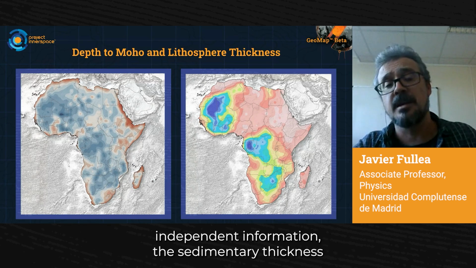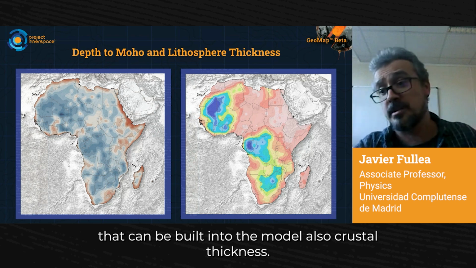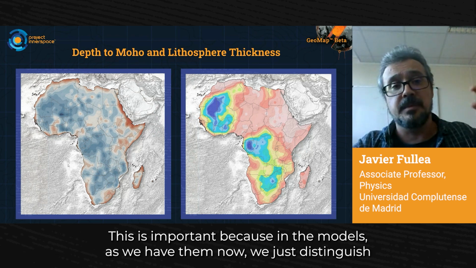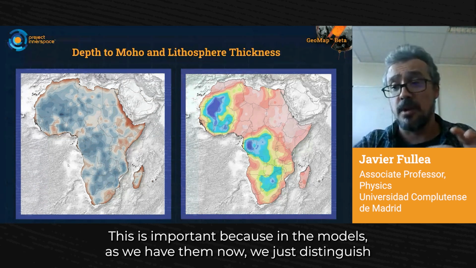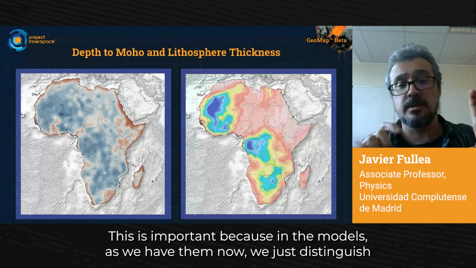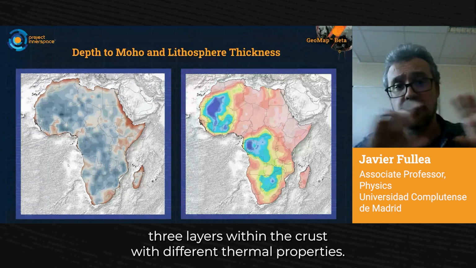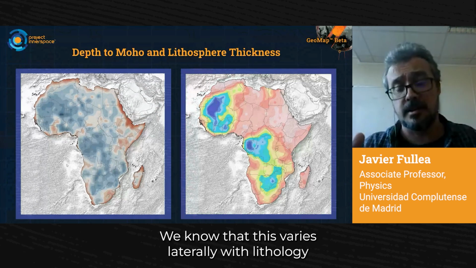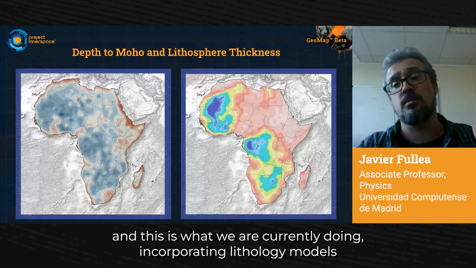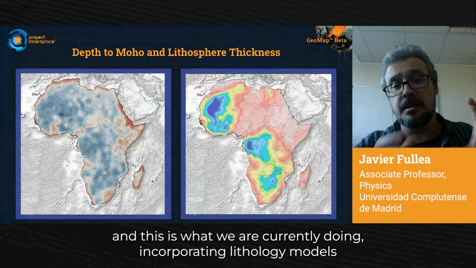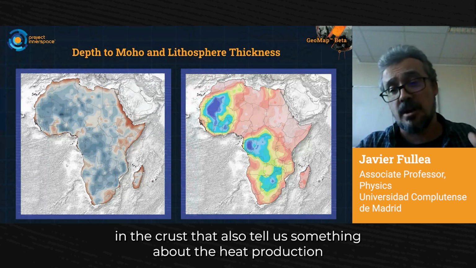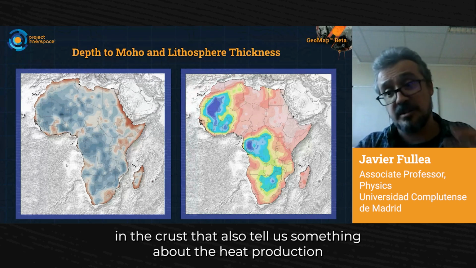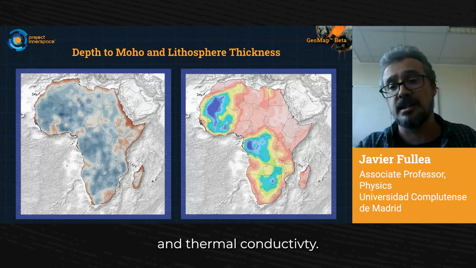But we can use external independent information, like what Megan mentioned, for instance, independent information on sedimentary thickness that can be built into the model, also crustal thickness. This is important because in the models as we have them now, we just distinguish 3 layers within the crust with different thermal properties, but this is not enough. We know that this varies laterally with lithology, and this is what we are currently doing, incorporating lithological model in the crust that also tell us something about the heat production and thermal conductivity.